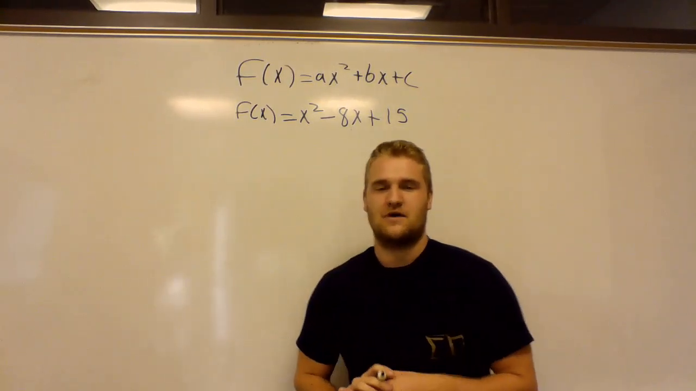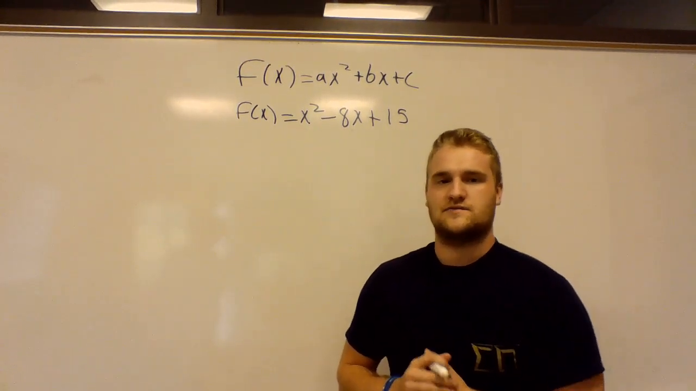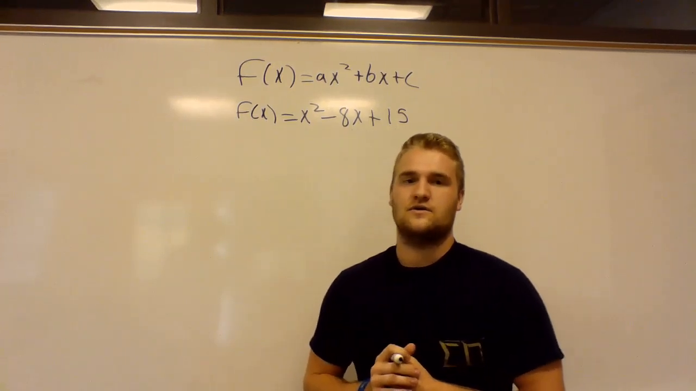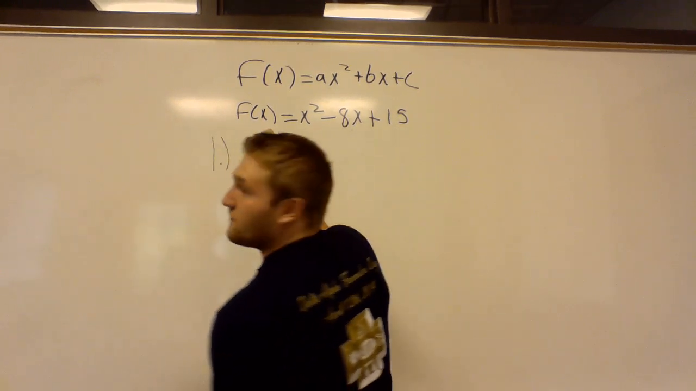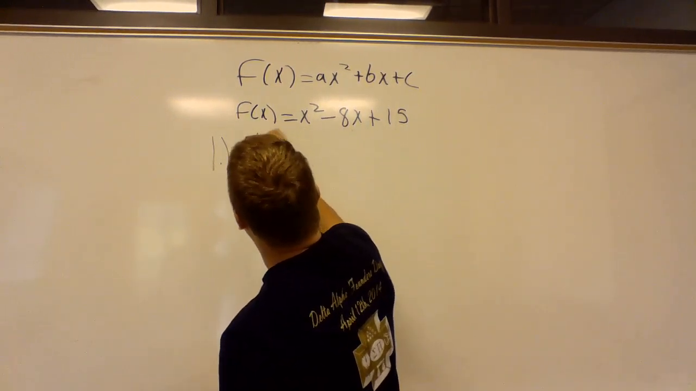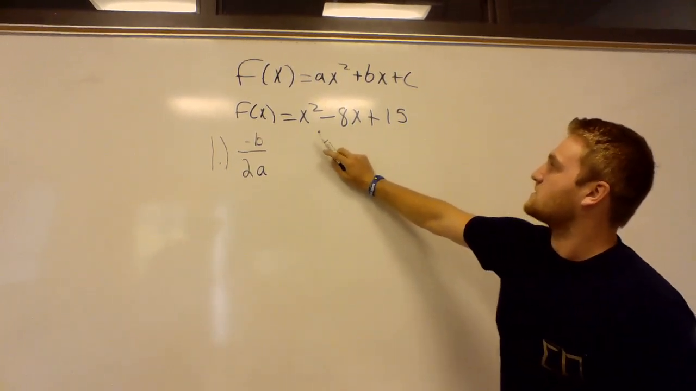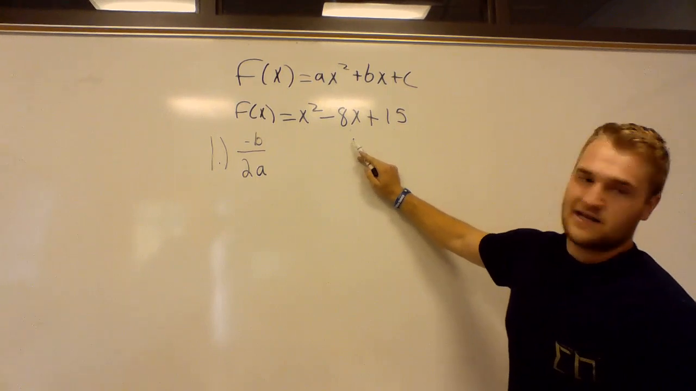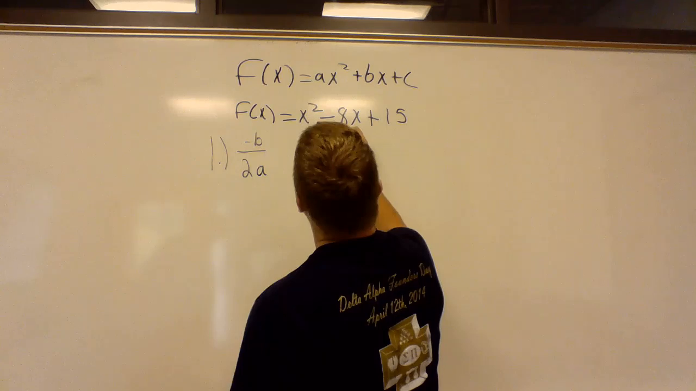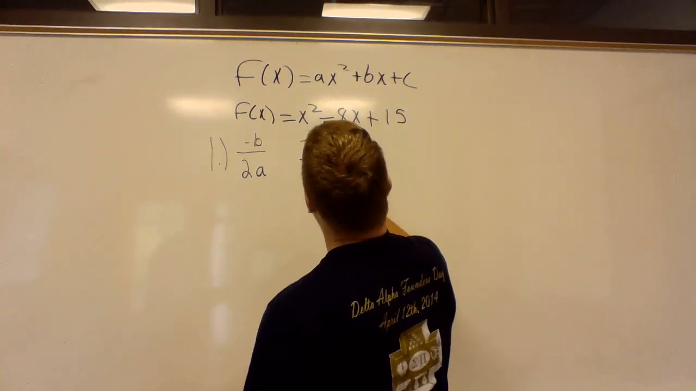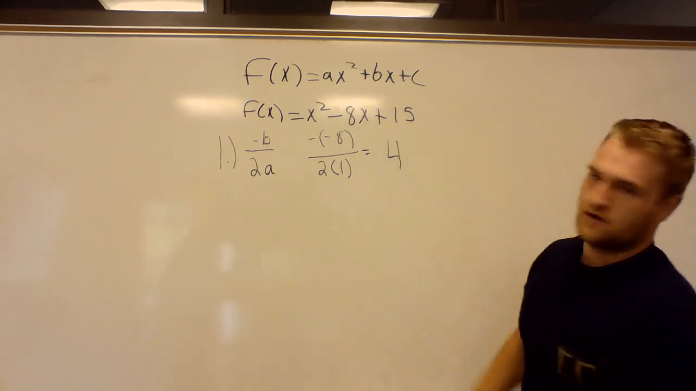Alright, thank you, Ryan, for talking about the formula. Now we're going to move on to step 1, which is to use the vertex and the axis of symmetry in order to find the x value of the vertex. The formula we're going to use for that is the opposite of b over 2a. So a is going to be 1, b is going to be negative 8, and c is going to be 15. So we just plug those in. We get the opposite of negative 8 over 2 times 1. Since that is a double negative, it's going to come out to 4.